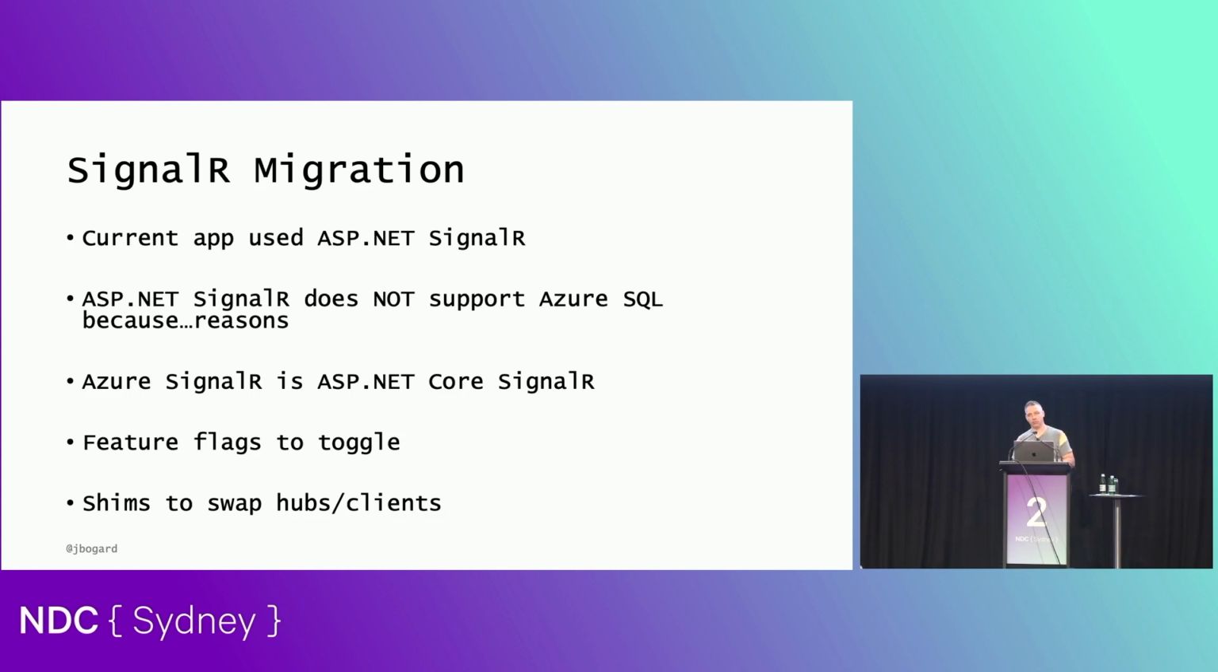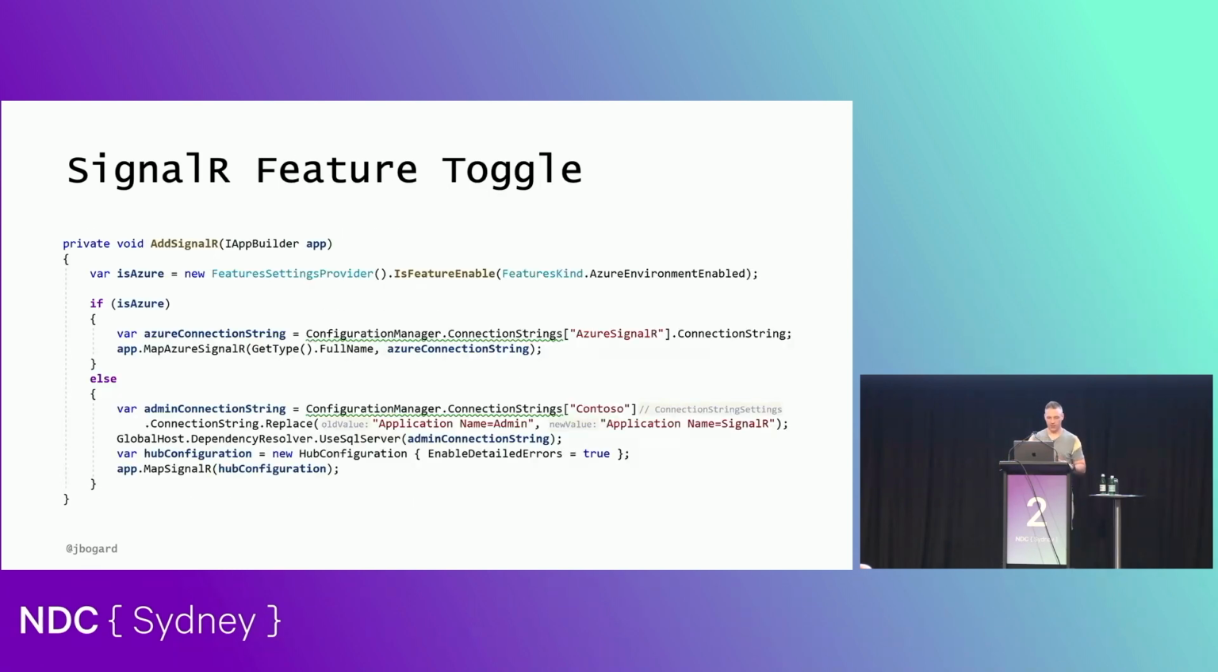And then we wound up using some shims to swap out between the hubs and clients. So there's some code in there abstracting the API of SignalR and then used a feature toggle, something like this, to say, if I'm over here, do this. If I'm over there, do that.